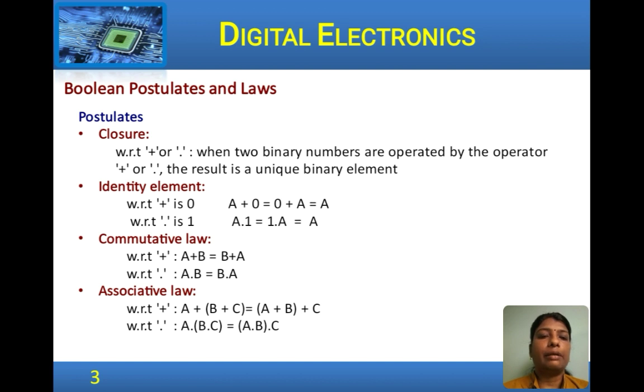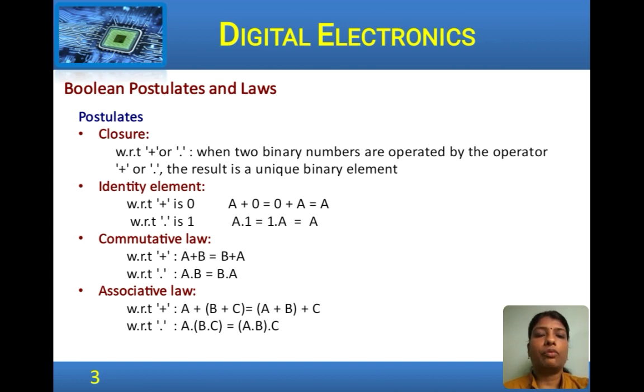Next, identity element. For the OR operation, plus, the identity element is 0. So a or 0 is equal to 0 or a, and it is a. You can substitute the values 1 and 0 for a and verify the result. Similarly, for the dot operation or AND operation, 1 is the identity element. A dot 1 is equal to 1 dot a is equal to a, or a and 1 is equal to 1 and a is equal to a.